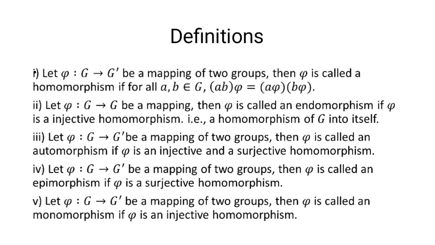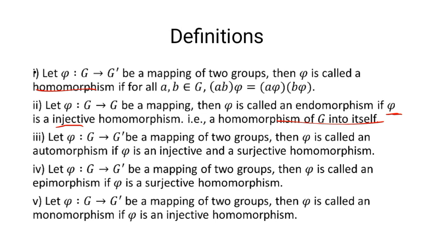The next definition you need to know is what we call an endomorphism. For endomorphism, note the map is going from G into itself, G to G. It's called an endomorphism if this map phi is an injective homomorphism. It needs to be injective, that is to say it is one-to-one, and it's also a homomorphism. So one-to-one and also satisfying the condition of a homomorphism, so we say it is an endomorphism. An endomorphism is a homomorphism of G into itself, as you can see there.